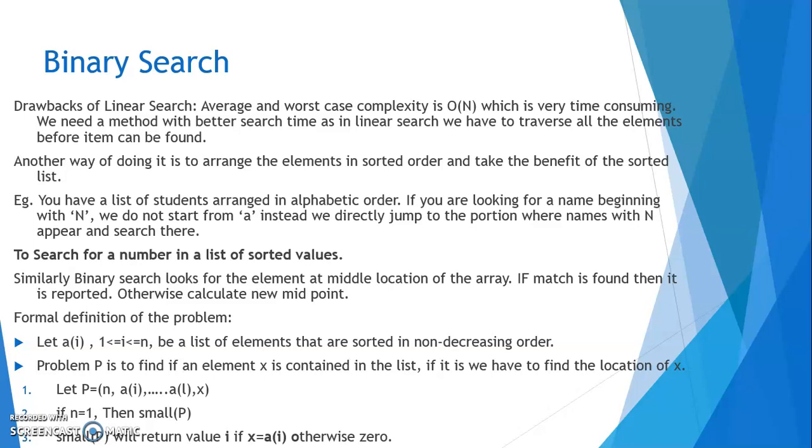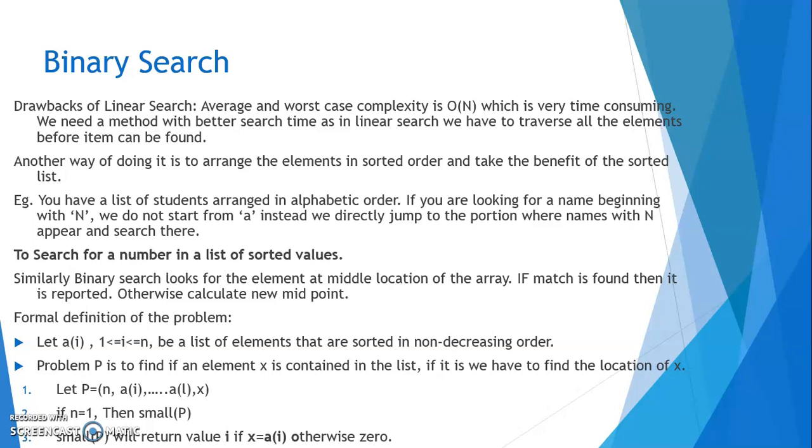And if the item is greater than the item that we are looking for, then we will look in the lower part of the array. So binary search takes a sorted list as input, and then what it will do is split the array into two parts. If mid is the item that we are looking for, we will return this as the answer.